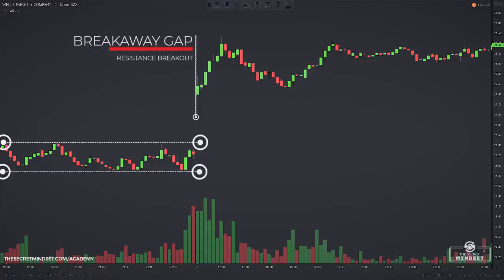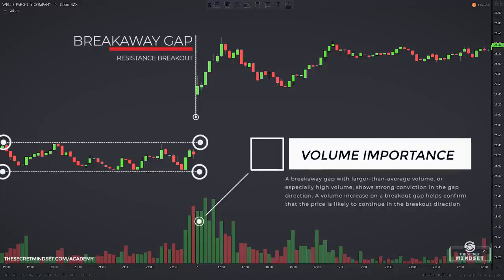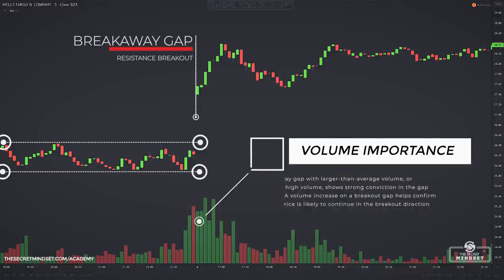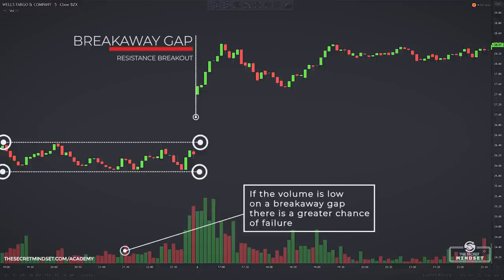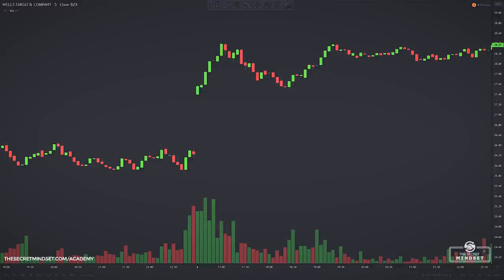The volume plays an important role in this strategy. A breakaway gap with larger than average volume, or especially high volume, shows strong conviction in the gap direction. A volume increase on a breakout helps confirm that the price is likely to continue in the breakout direction. If the volume is low on a breakaway gap, there is a greater chance of failure. A failed breakout occurs when the price gaps above resistance or below support, but can't sustain the price and moves back into the prior trading range.